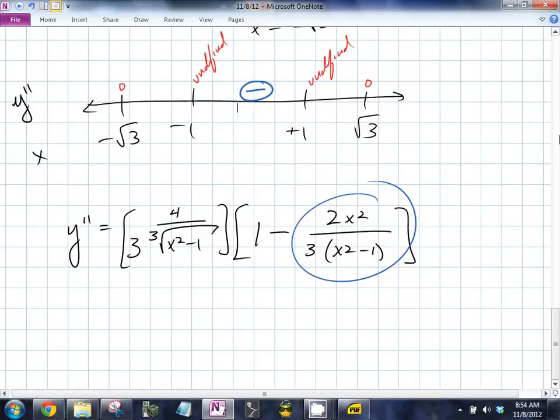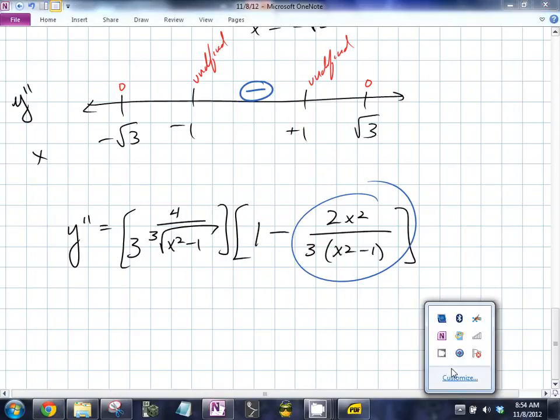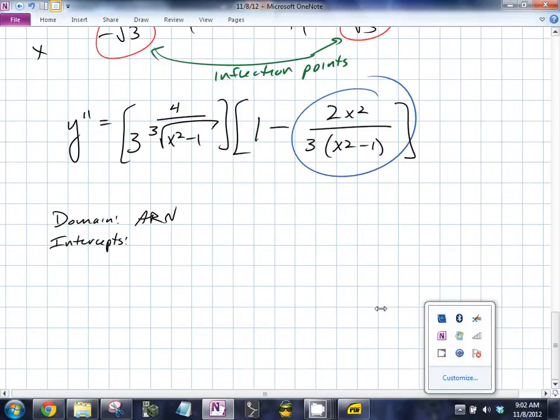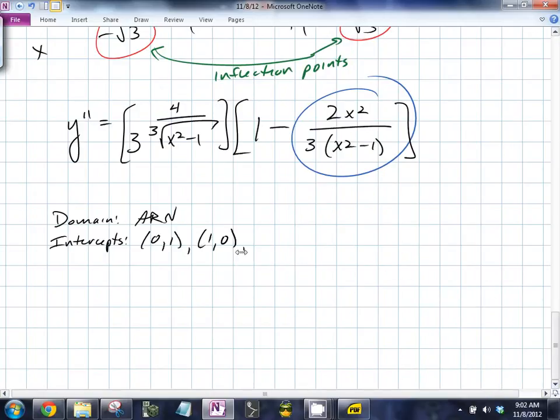Plug in 2 into this, what do you get? This is going to be a 1 minus, what do you get? Yeah, you have to be careful. You have to know, is it going to be less than or equal to 1, right? We had 0, 1 and 1, 0, and what else? Negative 1, 0. Nice. Is it symmetric? This is a great graph. I love this one. Yes, it's even.